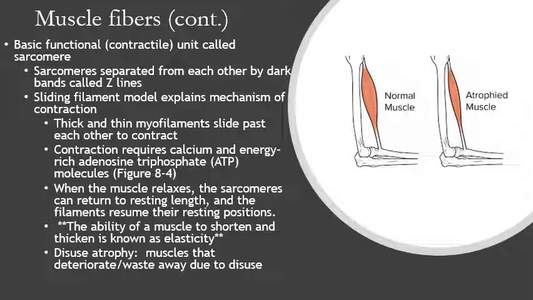Know that if you don't use a muscle, it will atrophy. So atrophy means that the muscle is deteriorating or wasting away. If you've ever seen somebody who had a cast on for an extended period of time, or a brace on for an extended period of time, or laid in bed for an extended period of time, you will see that those muscles have really deteriorated down to almost nothing.